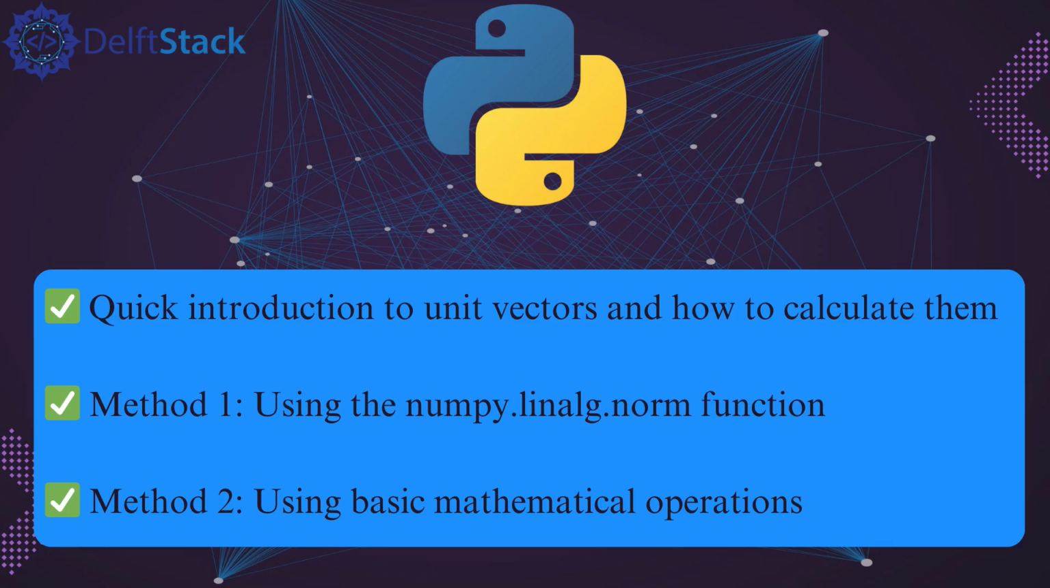To summarize, we learned how to get a unit vector in NumPy. We first defined what a unit vector is and then learned how to get the magnitude of a vector using the numpy.linalg.norm function. Finally, we learned how to get the unit vector of a vector by dividing the vector by its magnitude. We also learned how to calculate the magnitude of the vector manually without the numpy.linalg.norm function.